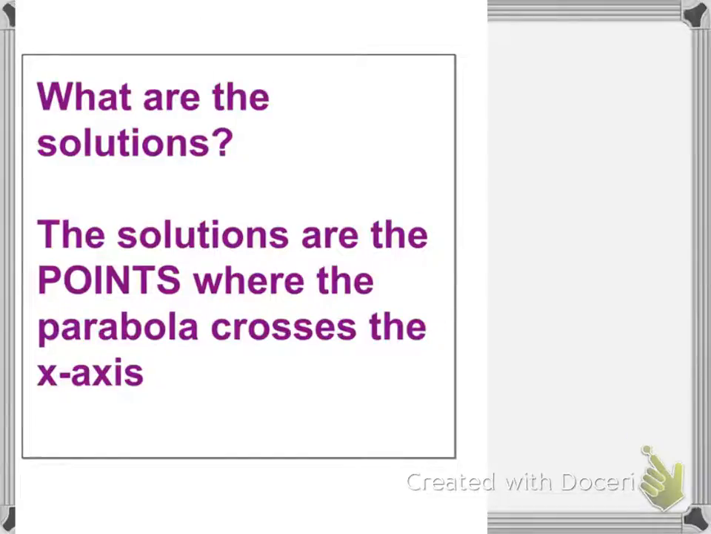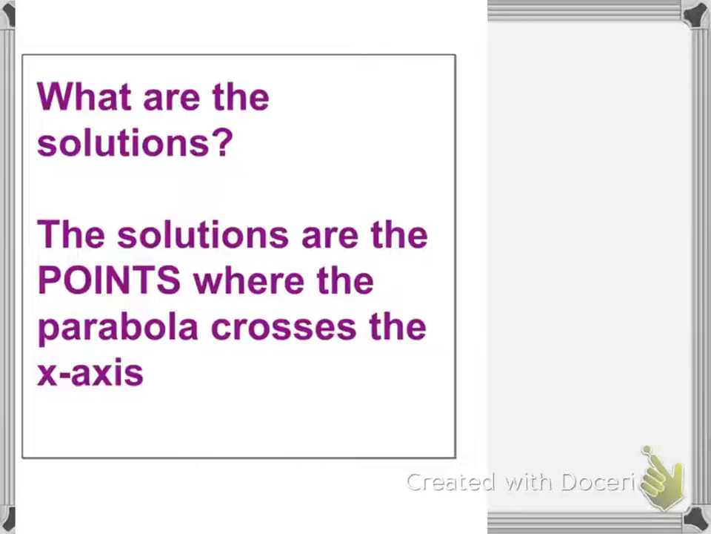Now that we know how to find how many solutions there are, we now need to be able to figure out what the solutions are. So we know that the solutions are where the parabola crosses the x-axis. However many times it crosses the x-axis tells us how many solutions there are, but now we need to know what are the solutions. We need to know the actual numbers that go with that.